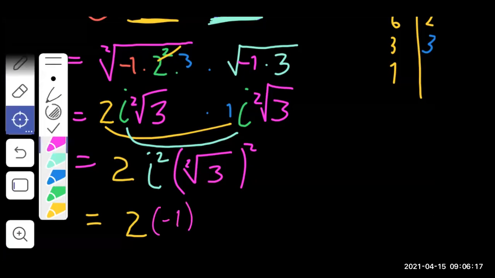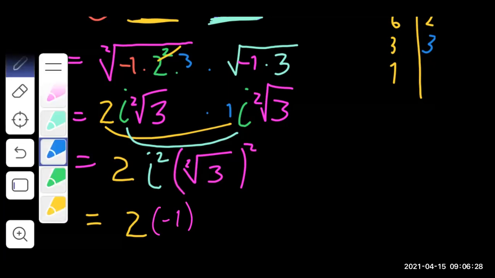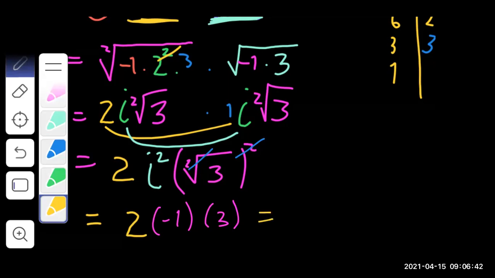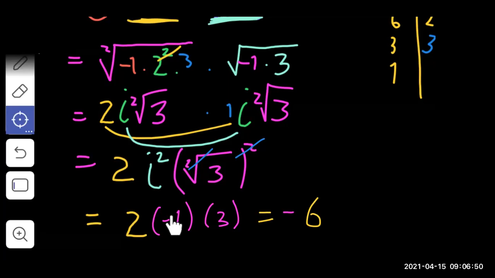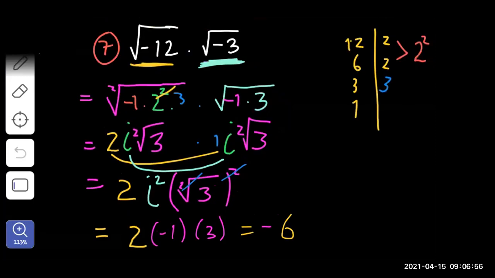And what is the square root of 3 raised to the second power? What does the property say? If you have the same exponent and the same index, you cancel. That 3 is going to be out too. All of this is just a multiplication. Multiply that and tell me the answer. 2 times negative 1 is negative 2, and negative 2 times 3 is negative 6. All of that is equal to negative 6.